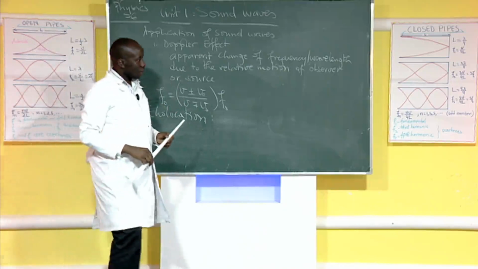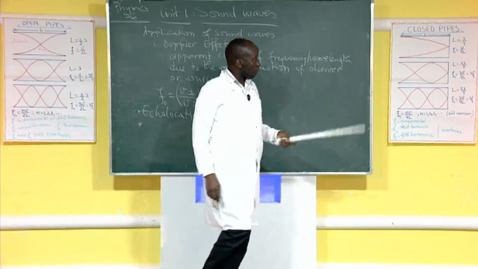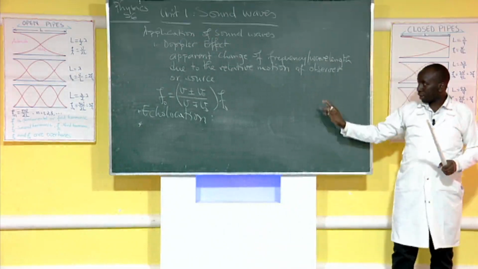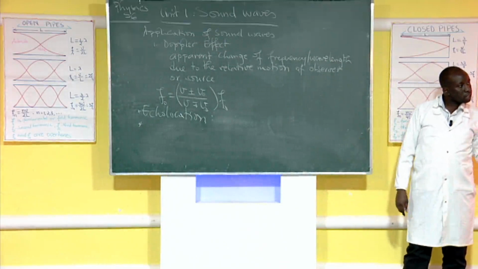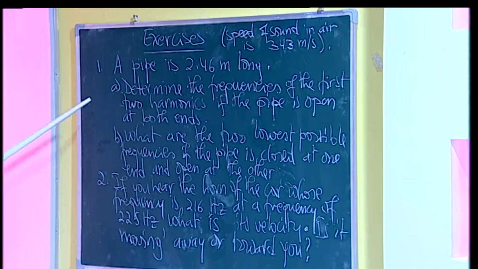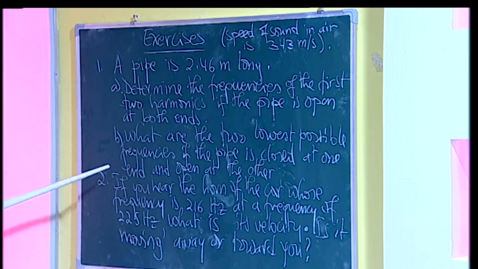And then here we have these examples. We have number 1. As you are copying something here, a pipe is 2.46 meters long. Determine the frequency of the first 2 harmonics if the pipe is open at both ends. What are the 2 lowest possible frequencies if the pipe is closed at one end and open at the other? Number 2, if you hear the horn of the car whose frequency is 216 Hertz at a frequency of 225 Hertz, what is its velocity? Is it moving away or toward you?